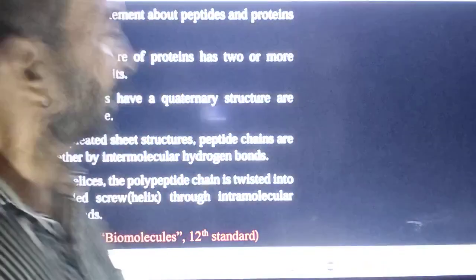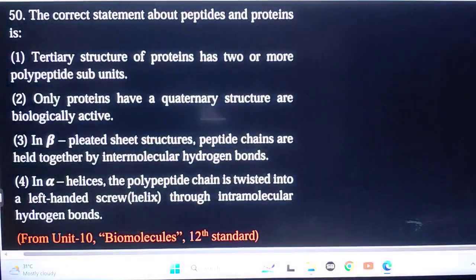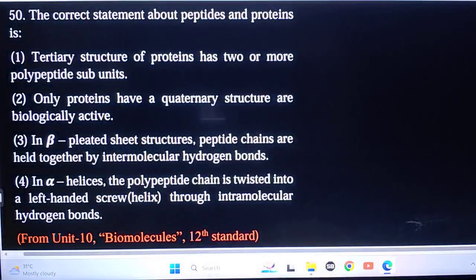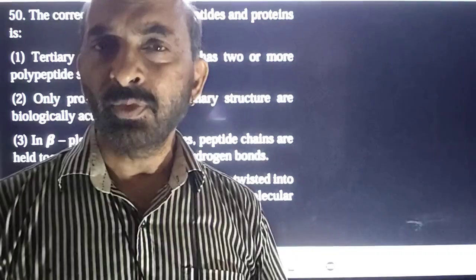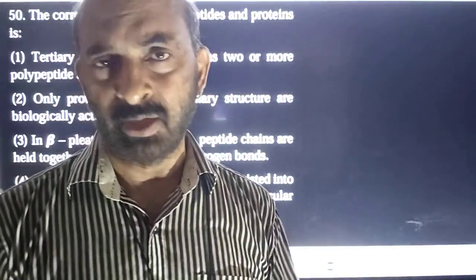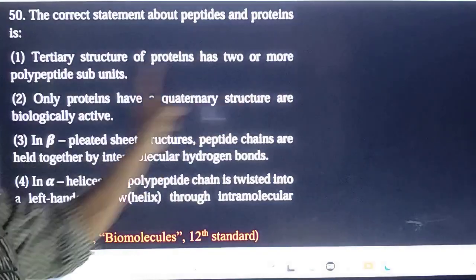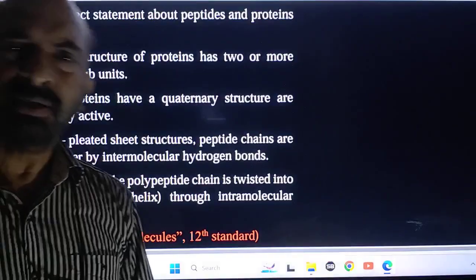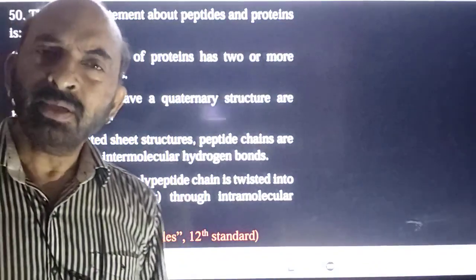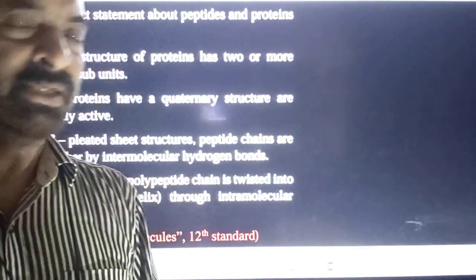The next question. It is from biomolecules. The correct statement about peptides and proteins is. We will read each option and decide whether it is correct or not, instead of reading the whole question. Tertiary structure of proteins has 2 or more polypeptide subunits. Is that correct? It is not for the tertiary. It is not for primary, secondary or tertiary. It is only for the quaternary structure.